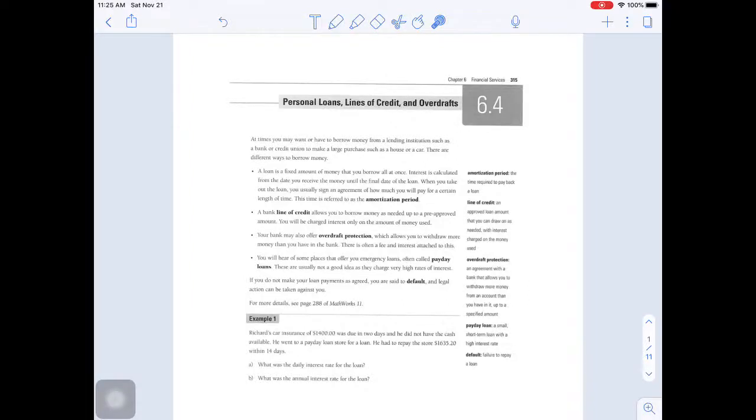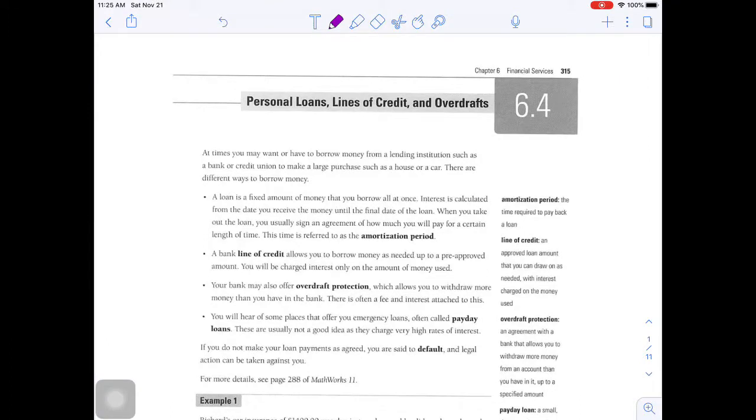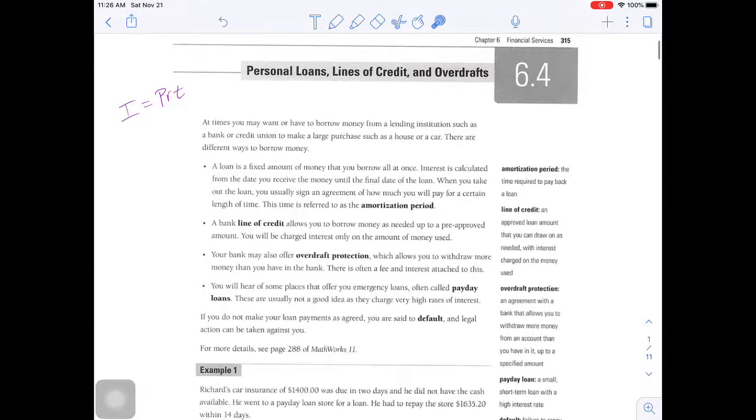Okay, so for 6.4, it's all about personal loans, lines of credit, and overdraft. Now, something to understand is loans always pretty much work on your I equals P times R times T, because it won't compound on itself, because nobody would ever get a loan. It's all about what you initially took out. Say you took out $7,000 from a loan from a bank. You're going to slowly accumulate interest on the amount that you took out. Okay, it won't build upon itself as per se.